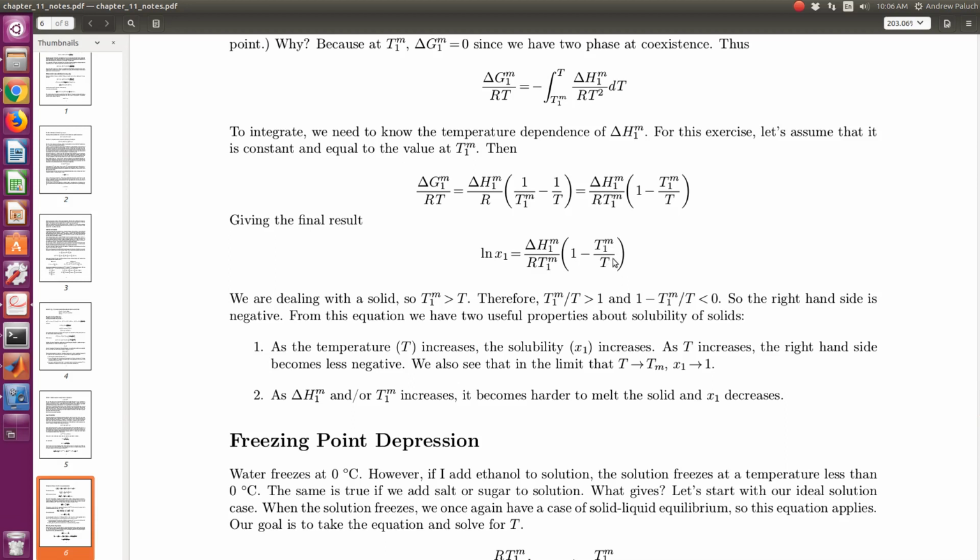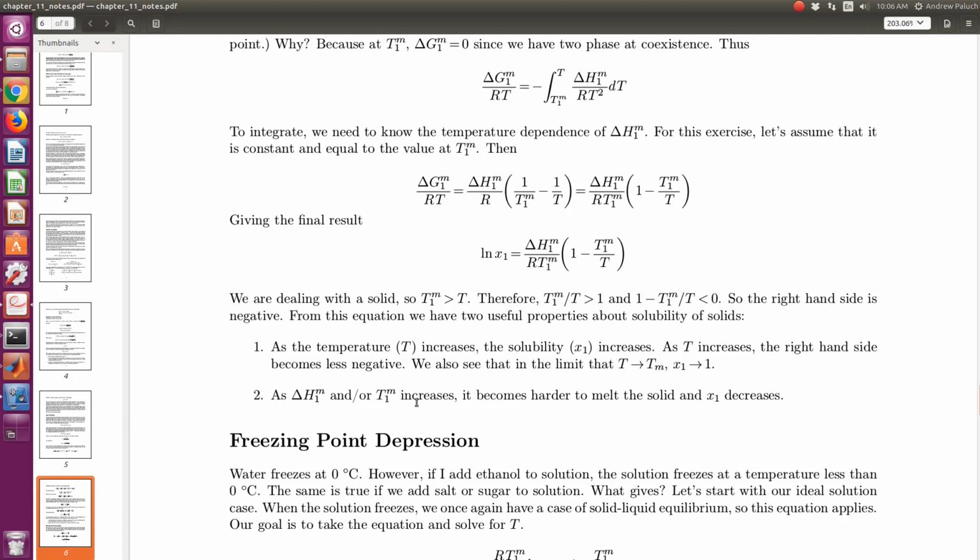Otherwise, it would be a liquid at room temperature, right? So this T1M has to be greater than T. So 1 minus this, right? This term in parentheses is going to be negative. So as delta H1M increases, the right-hand side is going to become more negative. So if the right-hand side becomes more negative, that means that log x1 is going to decrease.